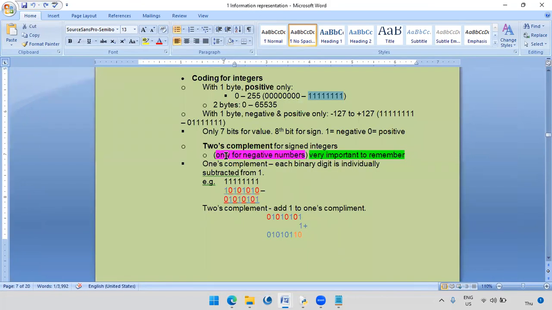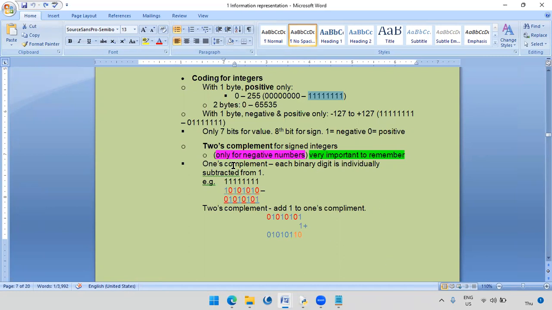Then we are going into a bit more complicated section. 2's complement for signed integers. Remember, this is very important: 2's complement is only for negative numbers. Very important to remember. Remember these two colors also. I will prove that you have forgotten this in a little while.